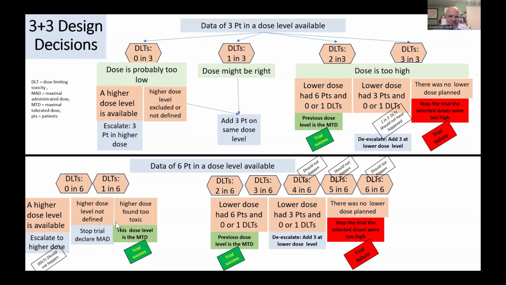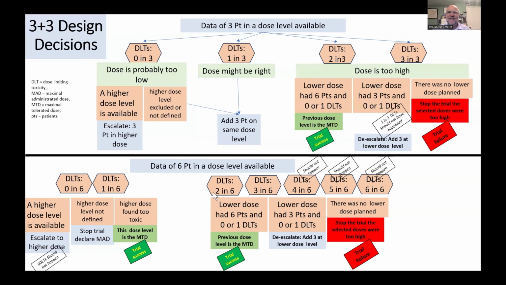And what if the next higher dose level has been tested and was found to be not tolerable? Then you can celebrate because your trial has succeeded. You can declare a maximal tolerated dose. It is this dose level, the dose level you just tested. Go and celebrate. Let's look at the other side.